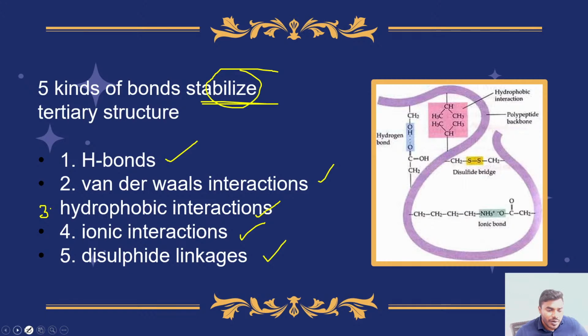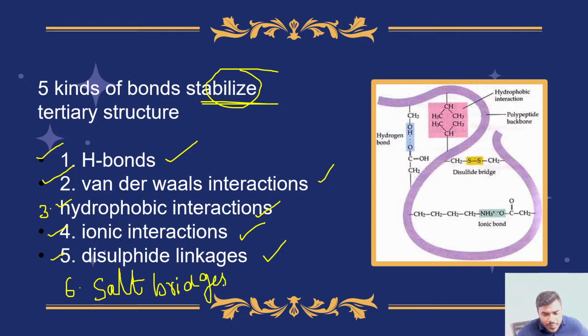Now friends, please listen. What kind of bonds are stabilizing this quaternary structure? There is no doubt about it. Hydrogen bonds, van der Waals, hydrophobic, ionic, disulfide, and there is another linkage, friends, a salt bridge. These 6 will be involved in stabilizing the quaternary structure.